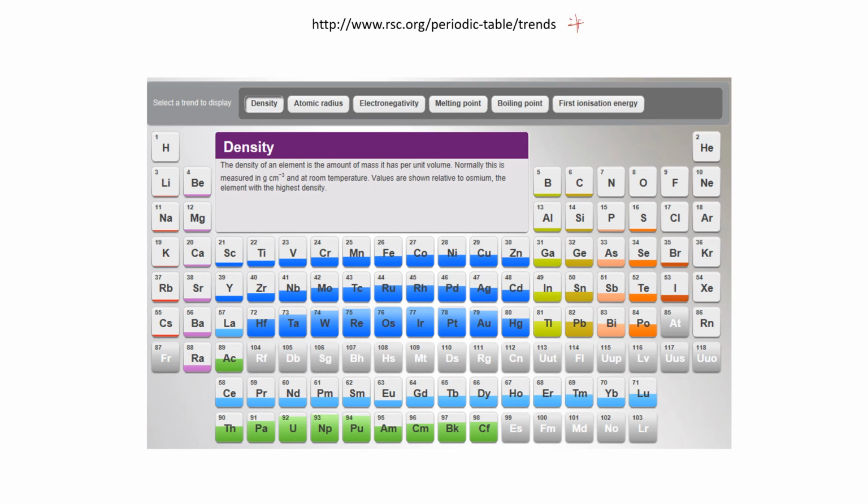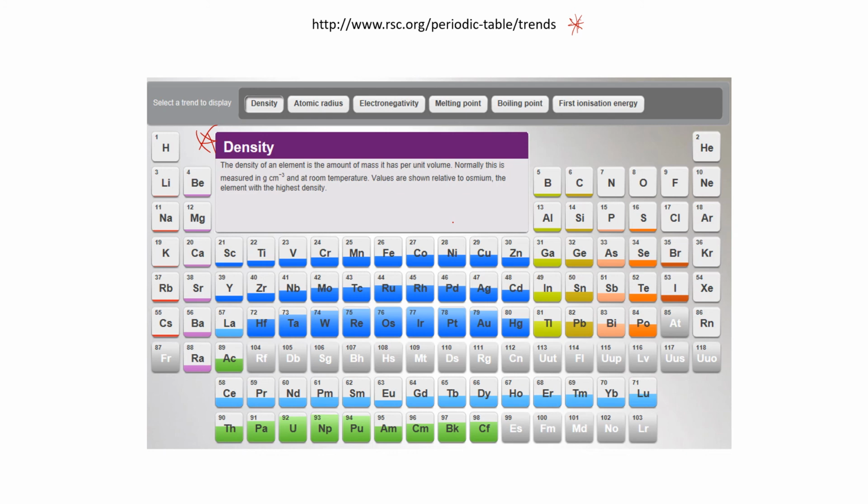There's a little website at the top there that I encourage you to go and look at, where you can look at different aspects of elements on the periodic table. I want you to get that website, spend a bit of time exploring it, seeing what information you can find. It'll talk about all sorts of different parts about atoms, like density and so on.